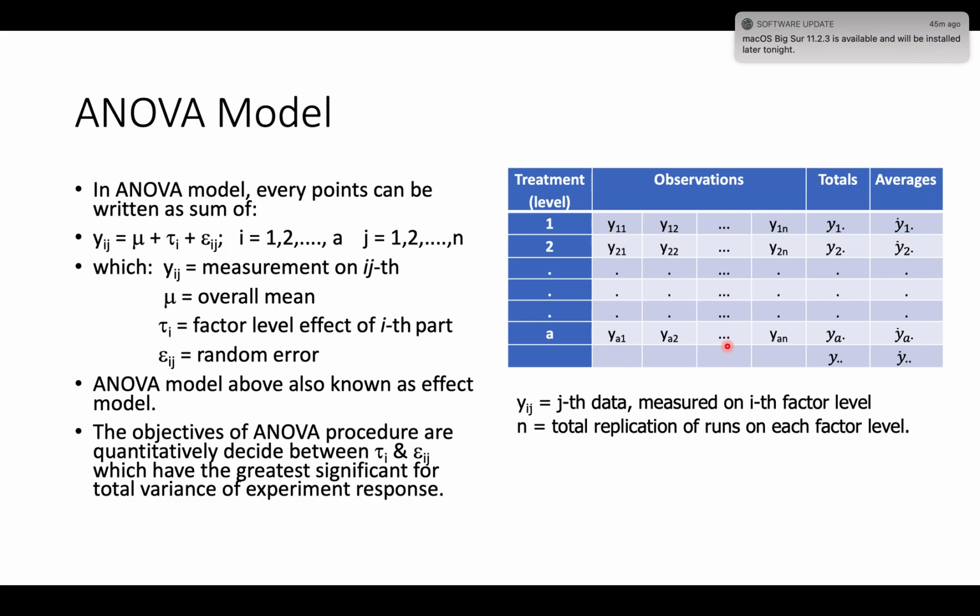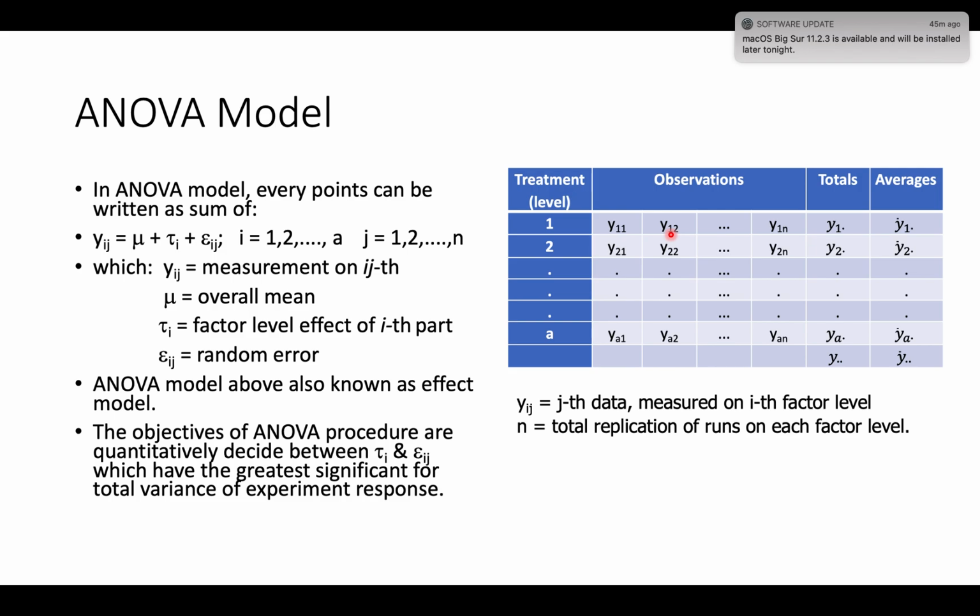The observed data would appear as shown in the table, in the form of Yij, that represents the jth observation taken under treatment i. So Y12 is the second observation taken under the first treatment level.